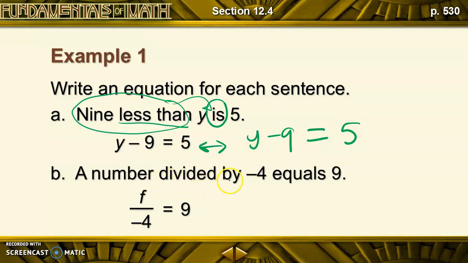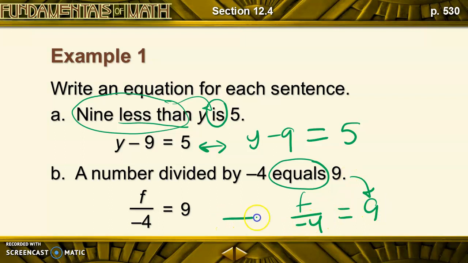A number divided by -4 equals. Now, I'm going to ask you guys to first circle the word equals and put an equal sign right there. All the stuff on the left of the equal sign is going to stay there, and all the stuff on the right is going to be on the right. So it says a number divided by -4. All right, this would just be a number divided by -4 equals 9.